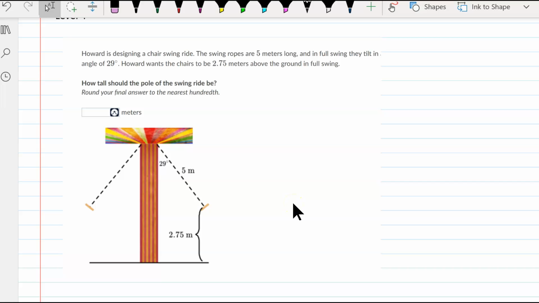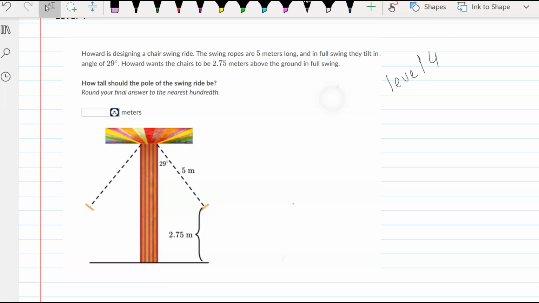Welcome back, everybody. Alright, so this is practice for learning target 10, solving right triangles, and this is for level 4. Level 4 is usually about word problems. So this is actually what they use it for, and this is one of those real world problems that's kind of cool. Trig actually works for it.